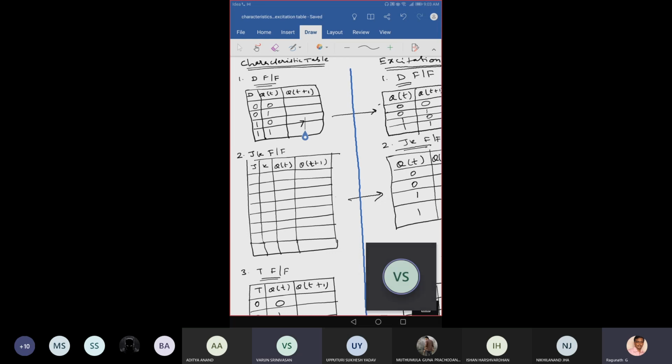0, sir. Okay, 0, good. And 0, 1? Can you recall? 0, sir. 0, good. And for 1, 0? 1, 1. Both 1 and 1, 1, 1. We got my point. So when D equal to 0, which operation will it perform? When D equal to 0, it will perform the reset operation. We discussed now. When D equal to 1, it will perform the set operation. Yes or no?